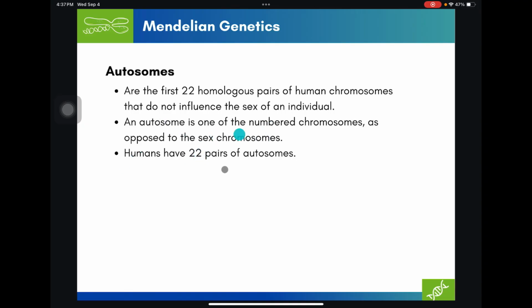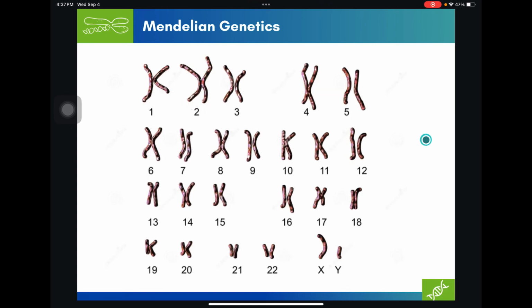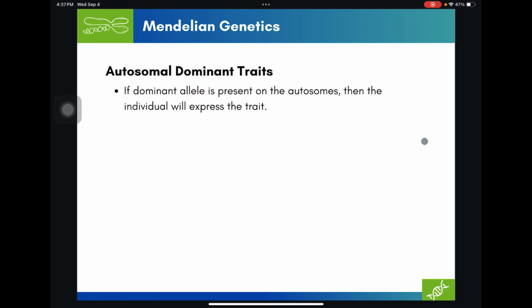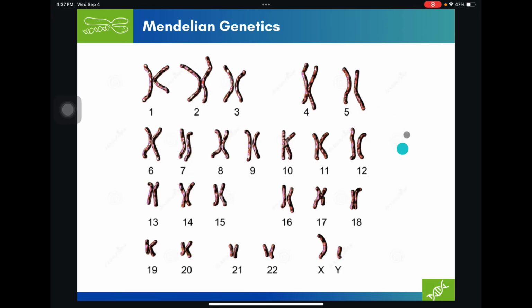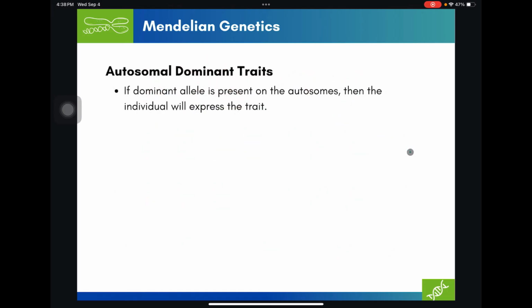So an autosome is one of the numbered chromosomes, as I stated before, and in humans they have 22 pairs of these. Now, autosomes play a role in passing down traits from one parent to its offspring, because as you can tell, these autosomes may actually contain dominant or recessive traits. So if a dominant allele is present on the autosomes, then the individual will express the trait. This was already discussed in the previous slide.